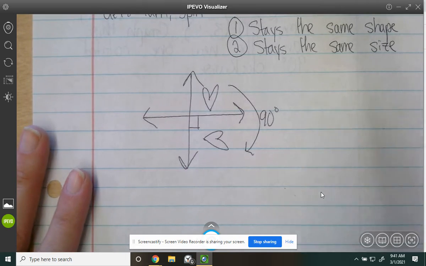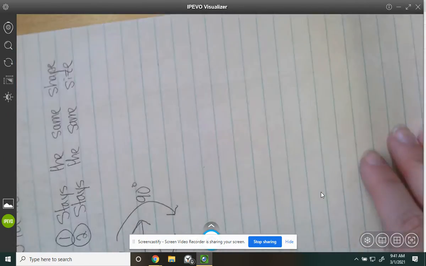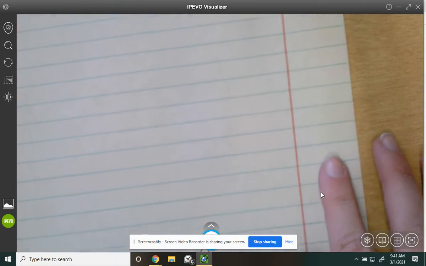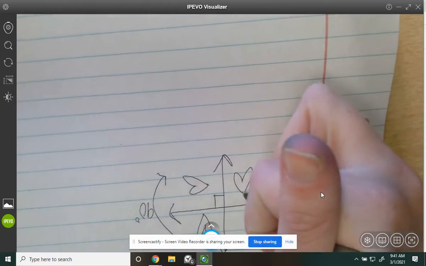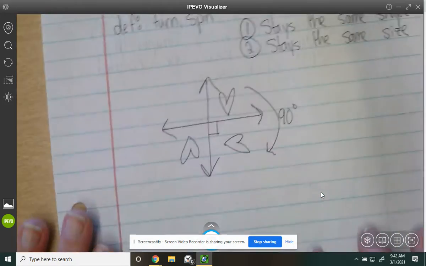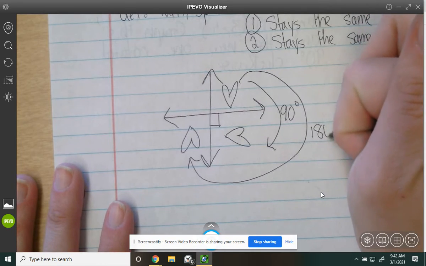Okay, after 90, another one would be here, which would be a 180. So I'm going to turn it 90 degrees, now turn my paper completely 180 and draw my heart there. So that one was 180 degrees.